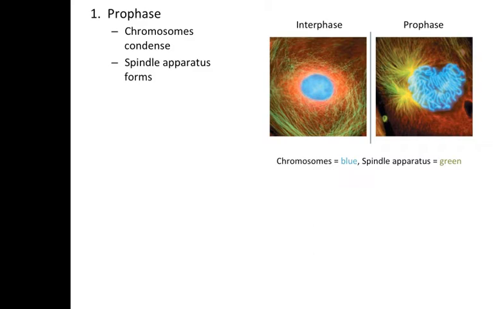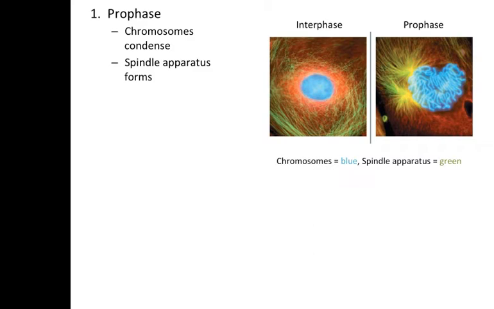This difference in chromosome structure can be seen in the fluorescent micrographs shown on this slide, in which the chromosomes are stained blue. Notice how the entire nucleus looks blue in the interphase cell, while discrete chromosomes can be seen in the prophase cell. The other major event that occurs during prophase is the formation of the spindle apparatus. In the fluorescent micrographs shown on this slide, the spindle apparatus looks green.